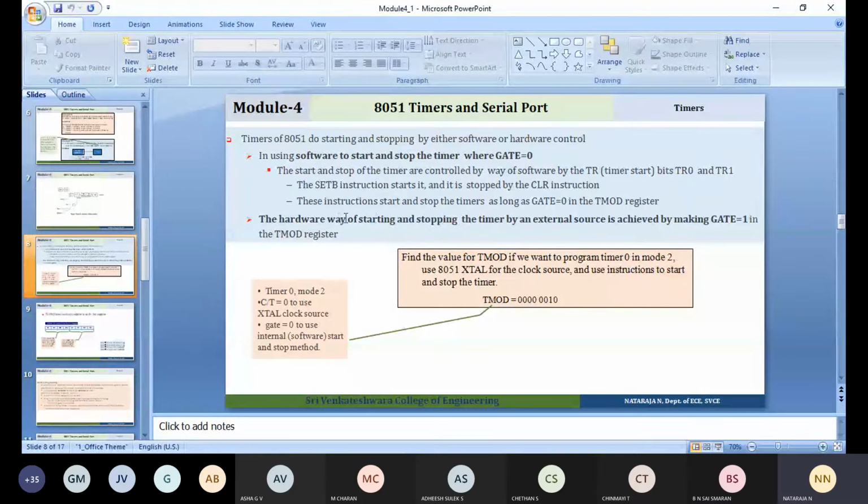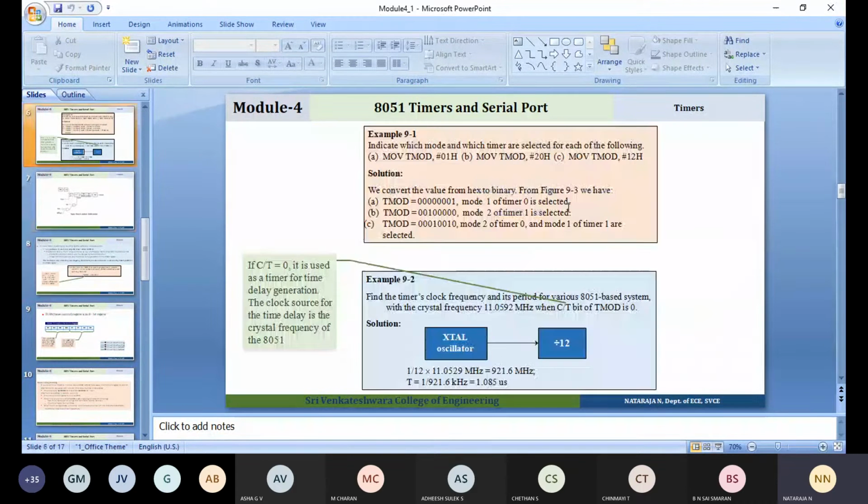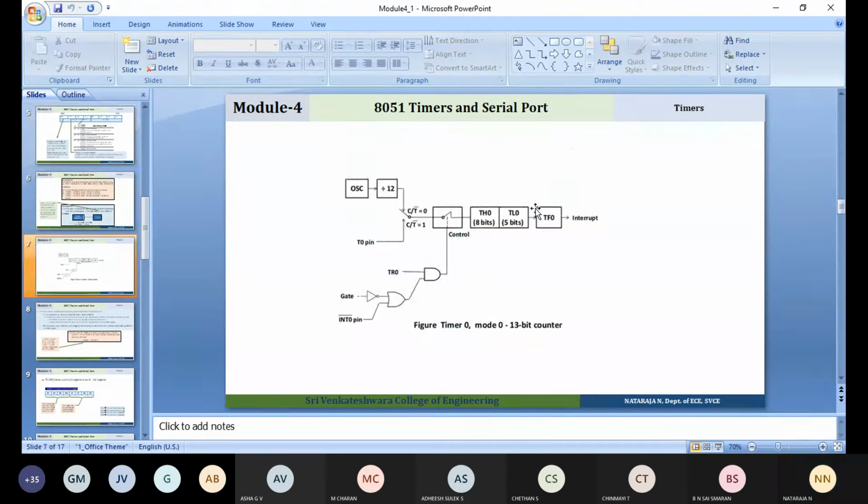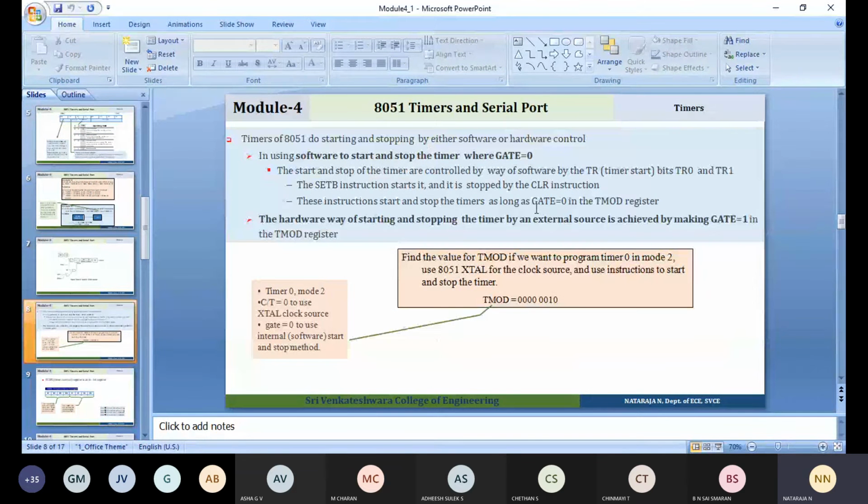These instructions start and stop the timers as long as GATE is equal to 0 in the TMOD register. These instructions work for start and stop with respect to GATE equal to 0. Which gate? Here we have a GATE bit in the TMOD register, and that GATE is equal to 0. When GATE is equal to 1, we use it for some other purpose.